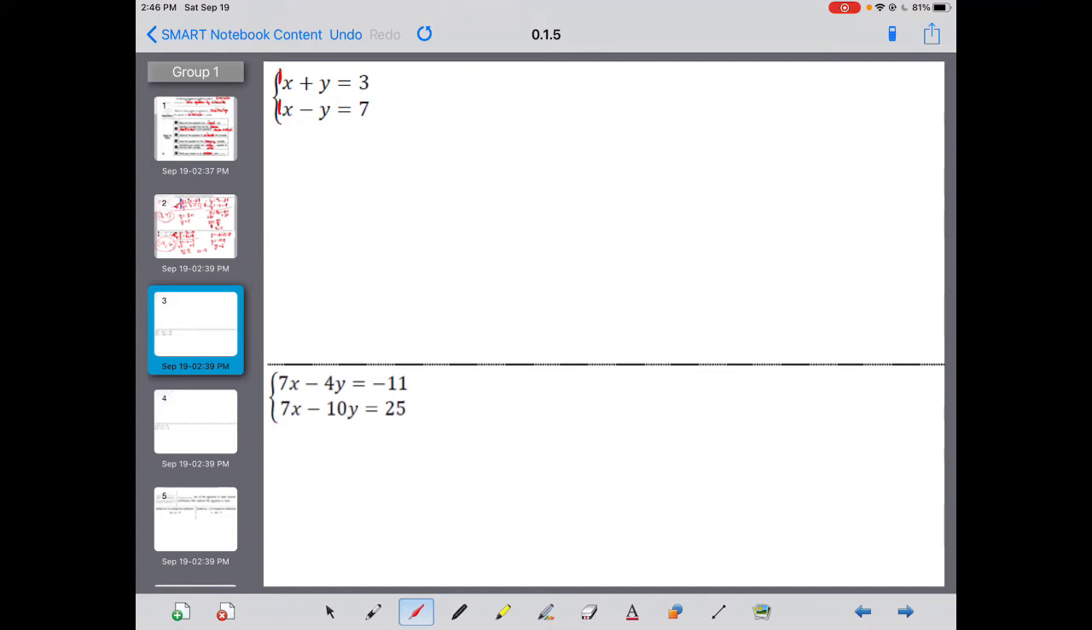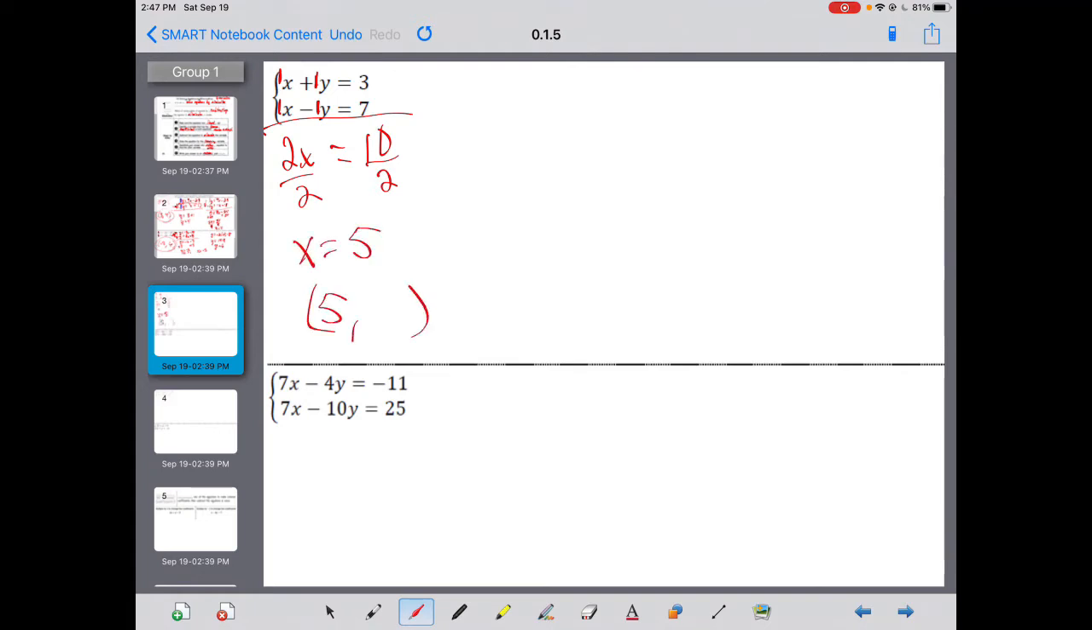Now I see that the x's have 1 each, and I see the y's have 1 each, but they have opposite signs. So I'm going to work on eliminating the y's because they're ready to go. All I have to do is combine down. x and x makes 2x. y and minus y makes 0, so bring down that equals. 3 and 7 makes 10. Divide by 2. x equals 5.